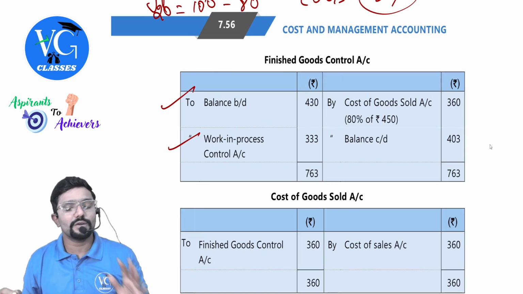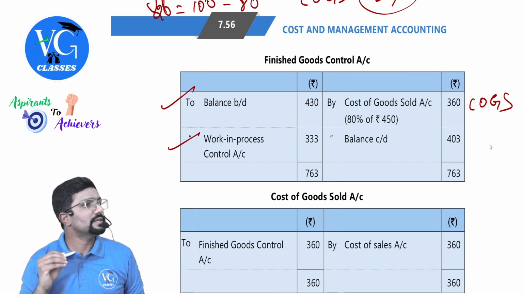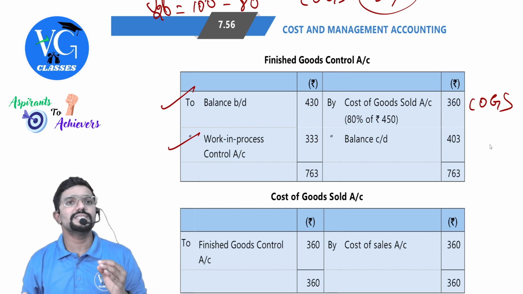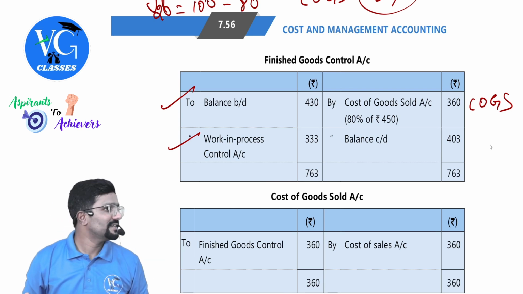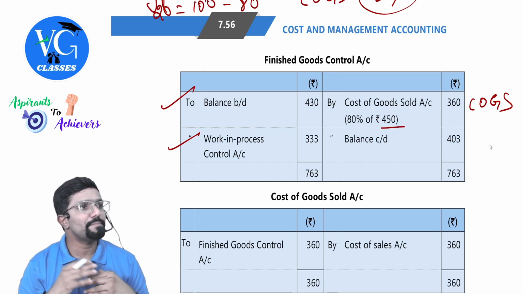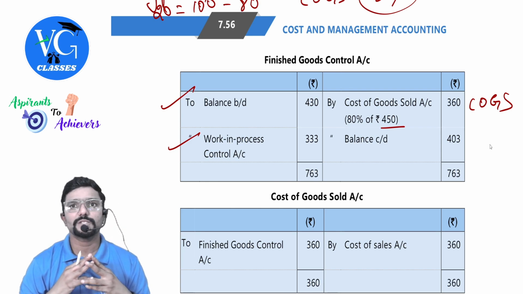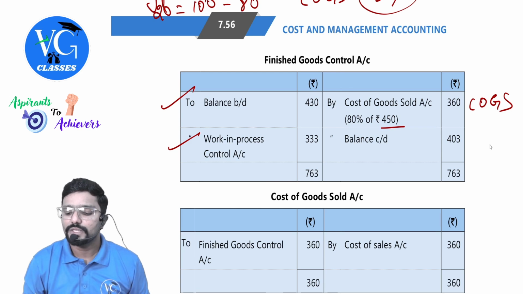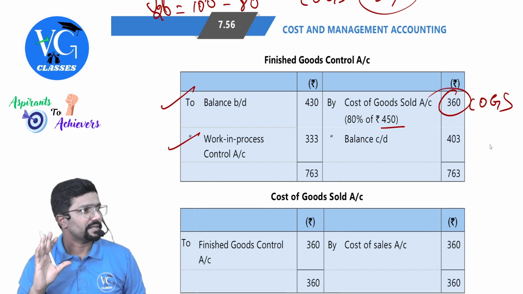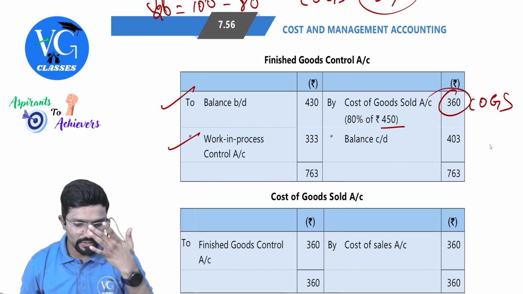Now, in finished goods control account, the balancing figure would be what, guys? COGS. Is it given in the question? No. But can we calculate? Yes. How? Sales into 80%. Sales is given as 450, and 80% of that is my cost of goods sold, which comes to 360. Hope you guys are getting it. Clear?